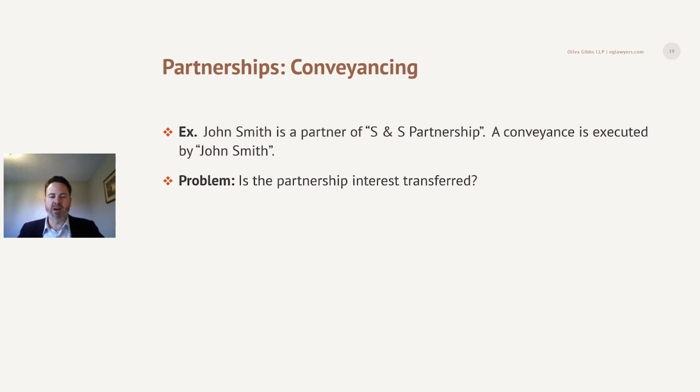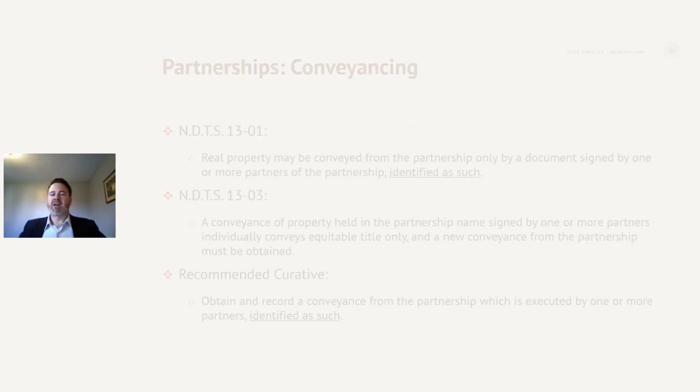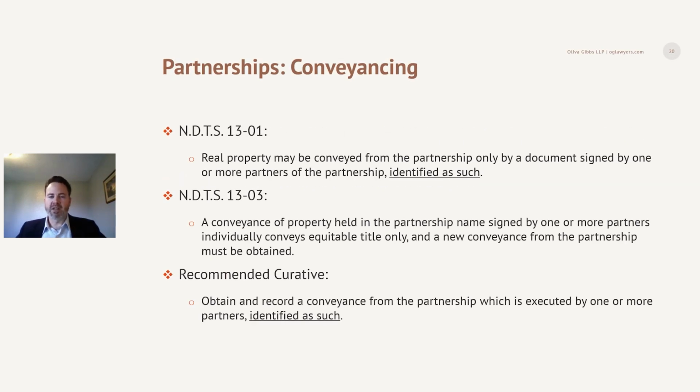So in our first example, John Smith is a partner of S&S Partnership, and a conveyance by the partnership is later on executed by him, and he signs as John Smith without indicating his capacity as partner. Will that be sufficient to transfer the partnership interests? Title Standard 1301 tells us that no, it will not. The standard states that it will require that the partner signing the instrument must identify himself as a partner. So in this case, John Smith should have attached the label partner to his signature when he executed this conveyance.